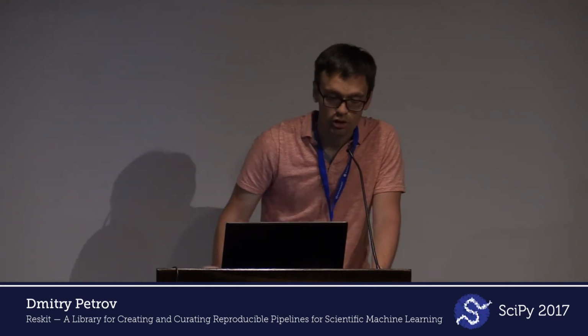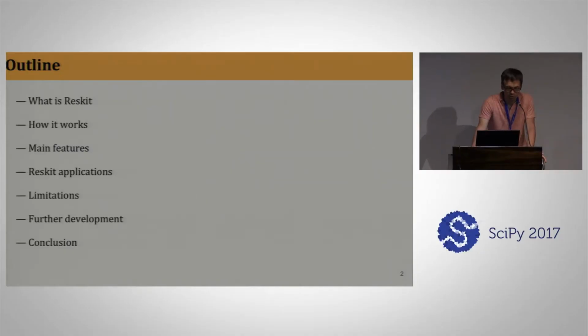So here is the outline. I will tell you what Reskit is and about its origins, and I will give you a very simple example of how it works. I will shortly describe the main features, and then I will tell you, maybe the biggest part of my presentation, how we used it to solve our machine learning problems. I work in neuroscience. Then I will talk about limitations. There are a lot of them. And also I will talk about possible areas of further development, and then I will conclude.